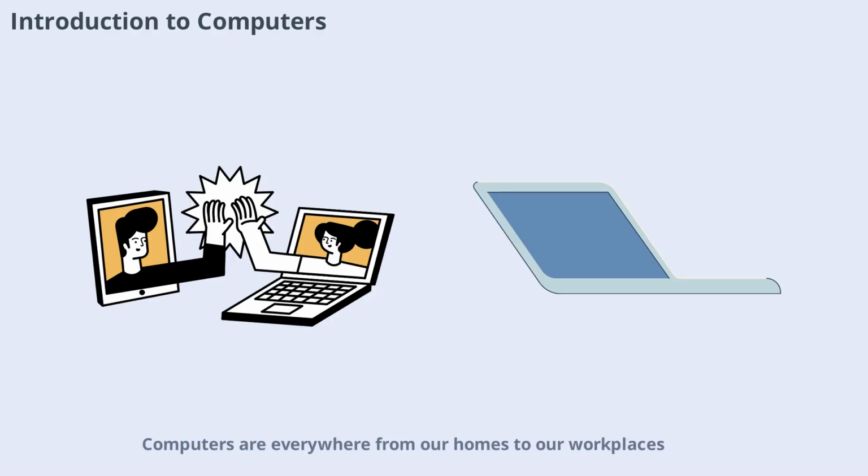Computers are everywhere, from our homes to our workplaces and even in our pockets. But did you know that not all computers are the same? In fact, there are two main types, analog and digital computers. Each type has its own unique features and uses.